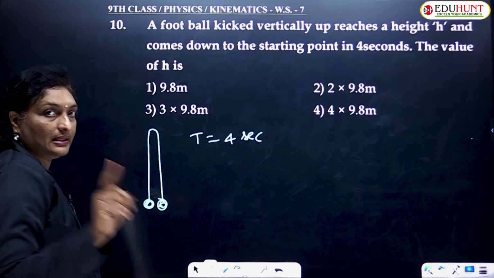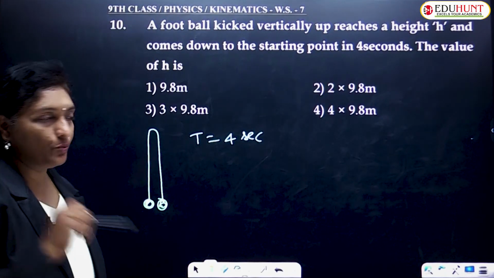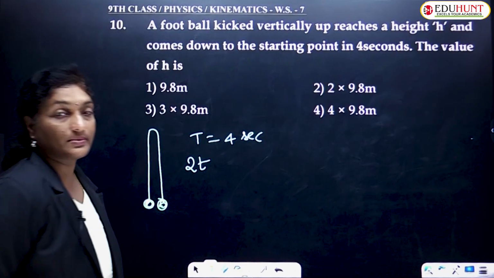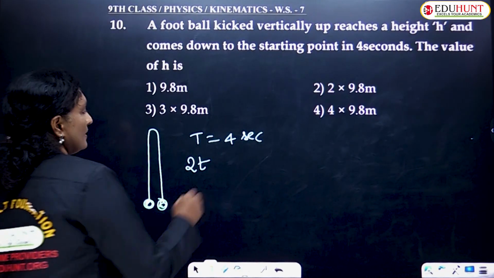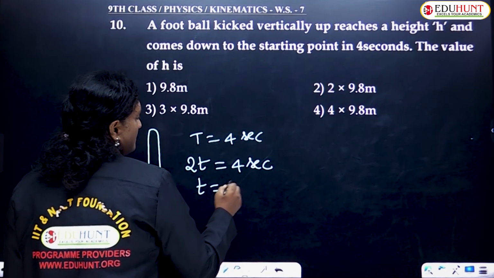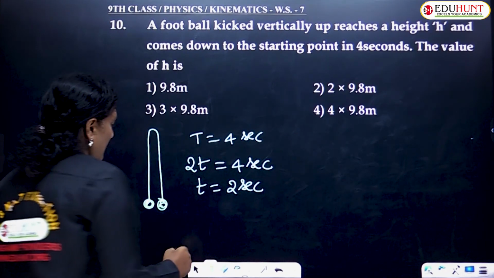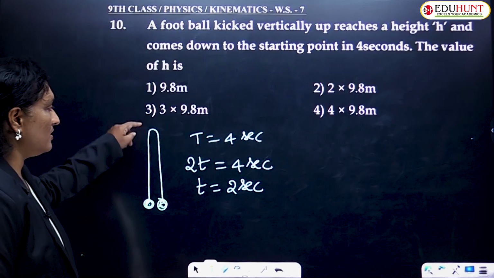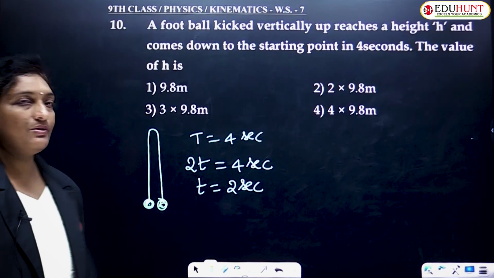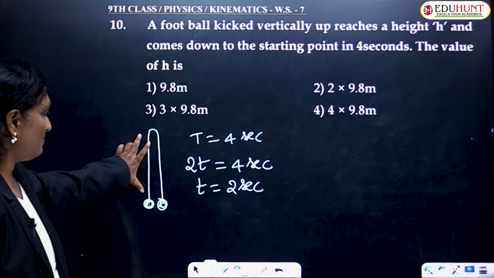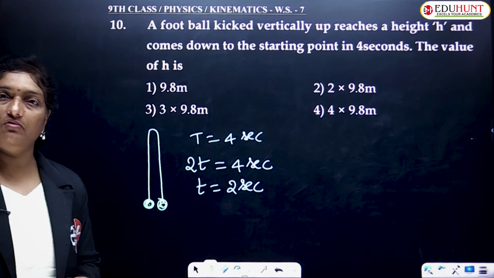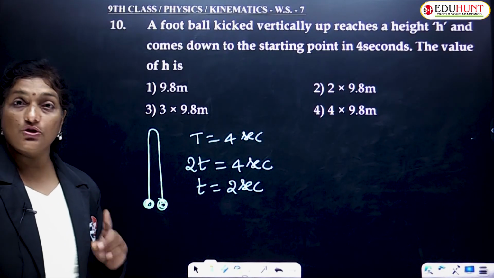T is nothing but time of flight, that is 2u by g, or 2 times the time of ascent or 2 times the time of descent, that is 2t is given to be 4 seconds. This implies t is equal to 2 seconds. The time taken to go upwards, or from the highest point to downward, whatever you consider, is 2 seconds. Either upward motion or downward motion, it takes 2 seconds.